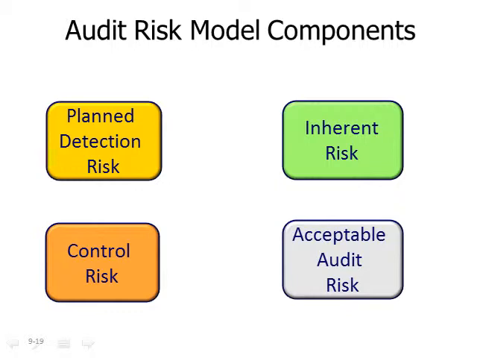We have control risk, which measures the auditor's assessment of whether misstatements exceeding a tolerable amount in a segment will be prevented or detected on a timely basis by the client's internal controls. And then we have acceptable audit risk, which is a measure of how willing the auditor is to accept that the financial statements may be materially misstated after the audit is completed and an unqualified opinion has been issued.